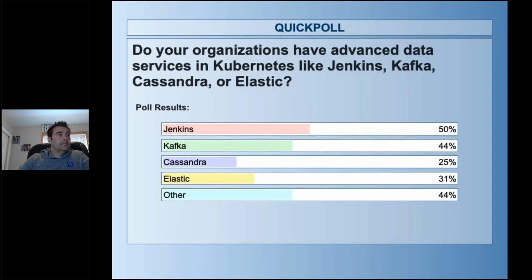Interesting. Tommy, what do you have to say about these results here? Again, this group is pretty advanced. Deploying advanced data services in Kubernetes is difficult. So Jenkins is a very popular CI solution, fully compatible with our CD, Kafka, Cassandra, Elastic. Yeah, lots of advanced workloads. That's good to see.